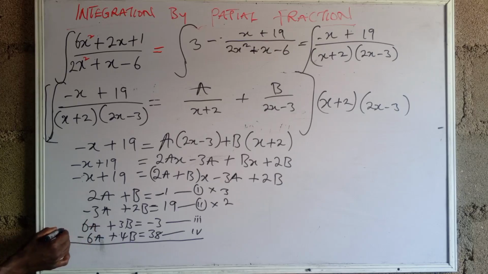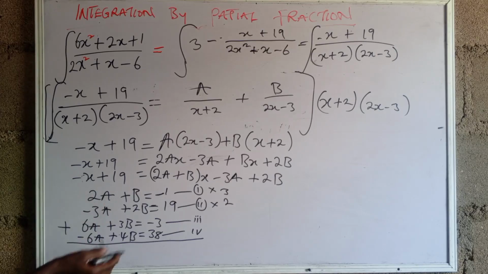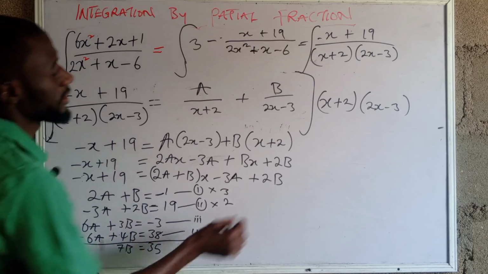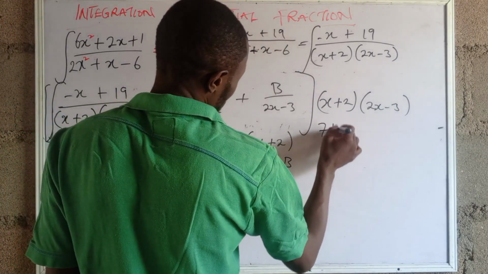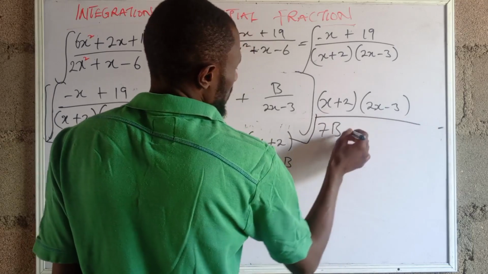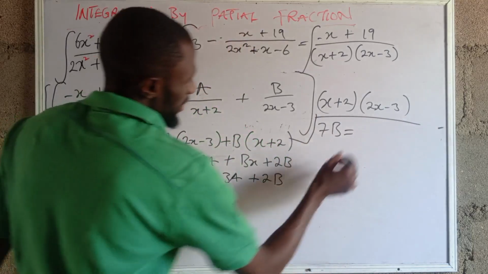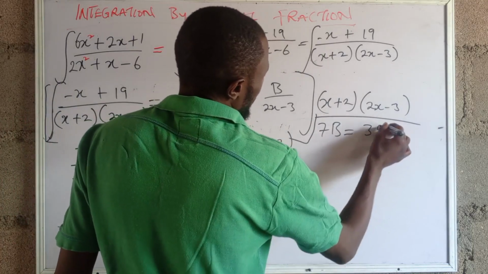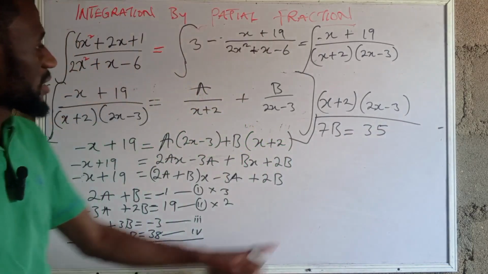Let's add the equations together. Here will be 0, we eliminate a. Remain b, 3 plus 4, here we have 7b. 7b is equal to minus 3 plus 38. Here we have 35. That is, we have 7b is equal to 35.